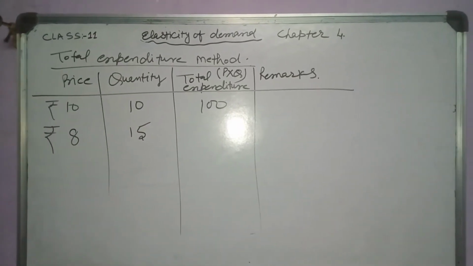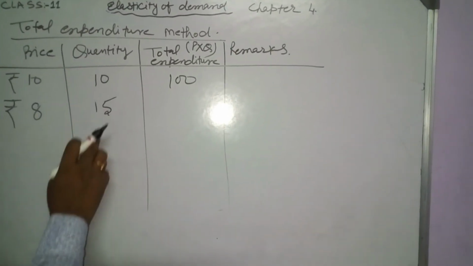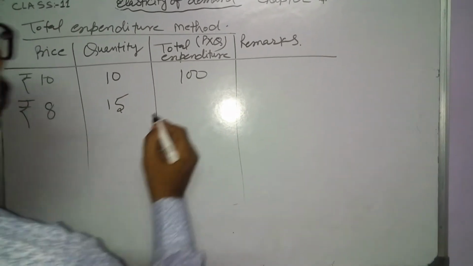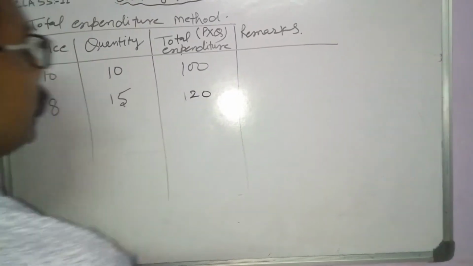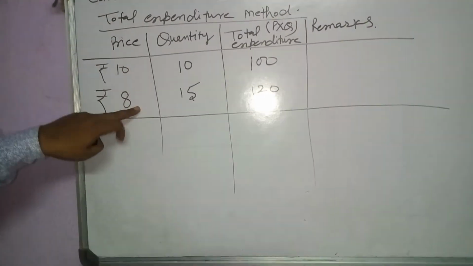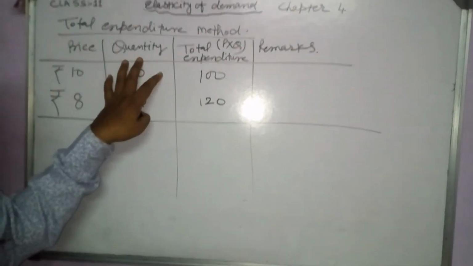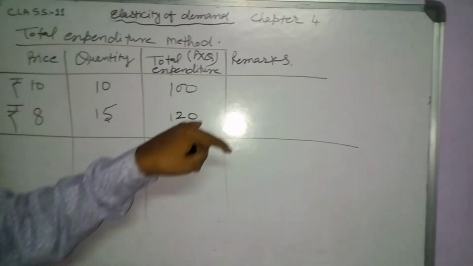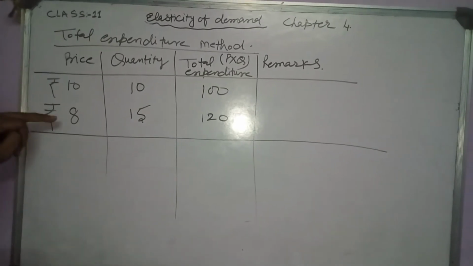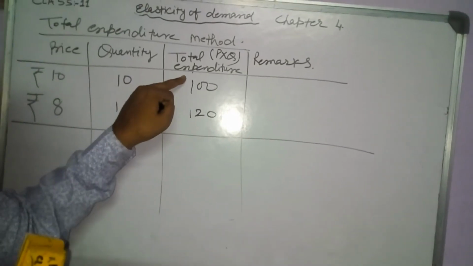According to the law of demand, when the price falls, the quantity demanded increases. So if we are ready to buy 15 units at rupees 8, our total expenditure is 120. So what do you find here? As soon as the price falls, we will say the total expenditure increases from 100 to 120. Or when the price rises from 8 to 10, our total expenditure decreases from 120 to 100.